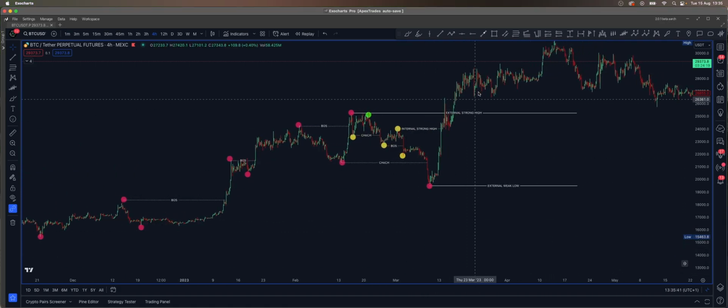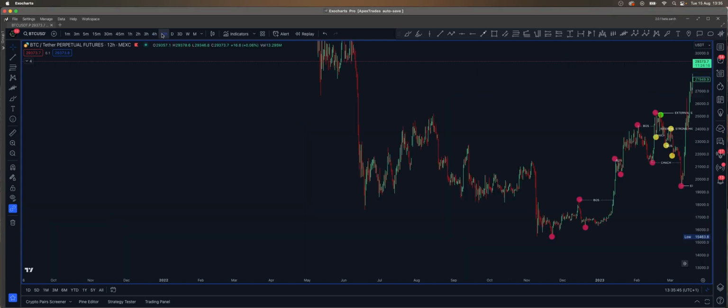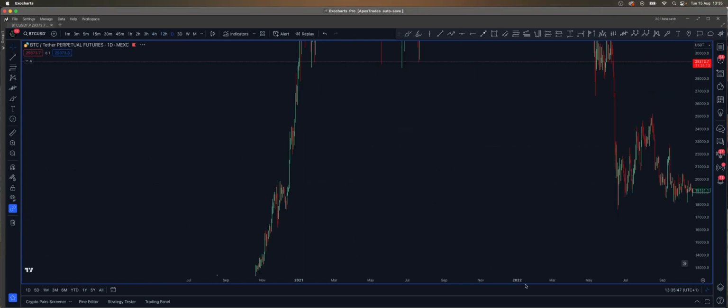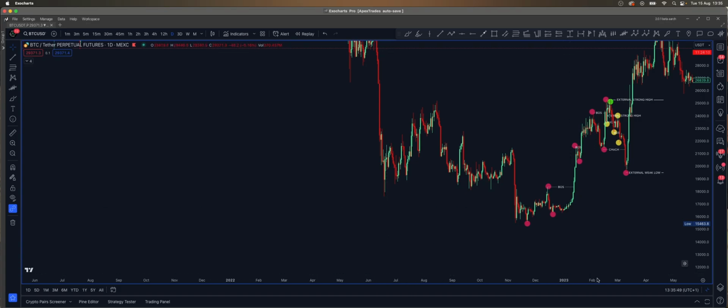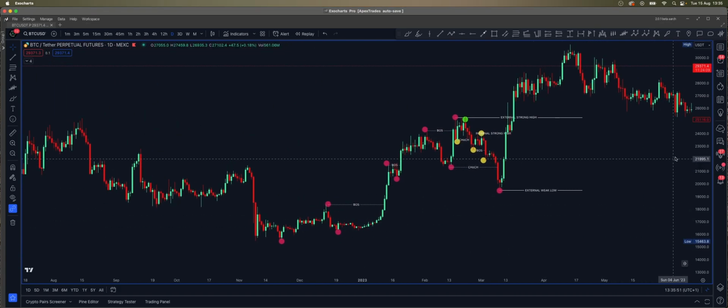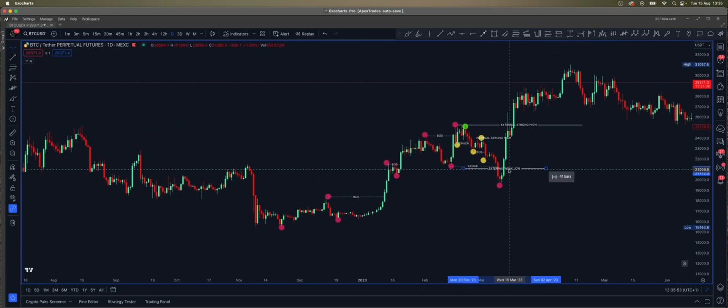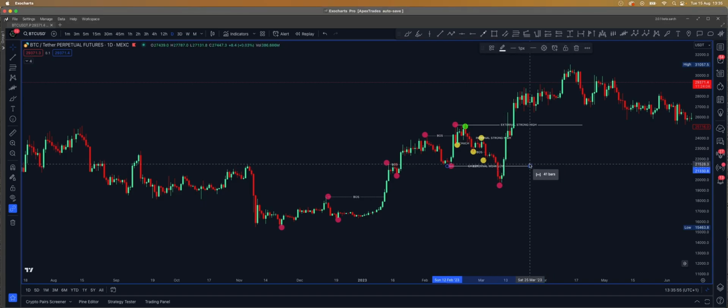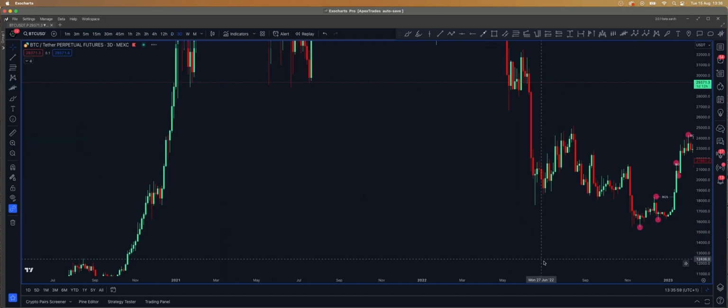But then, if we were to dip into the higher time frame, maybe like the 12-hour or even the daily, we might have just seen that this was nothing more than a liquidity grab. So if we think about it, right, if this was our strong low previously, let's go to the 3 daily.